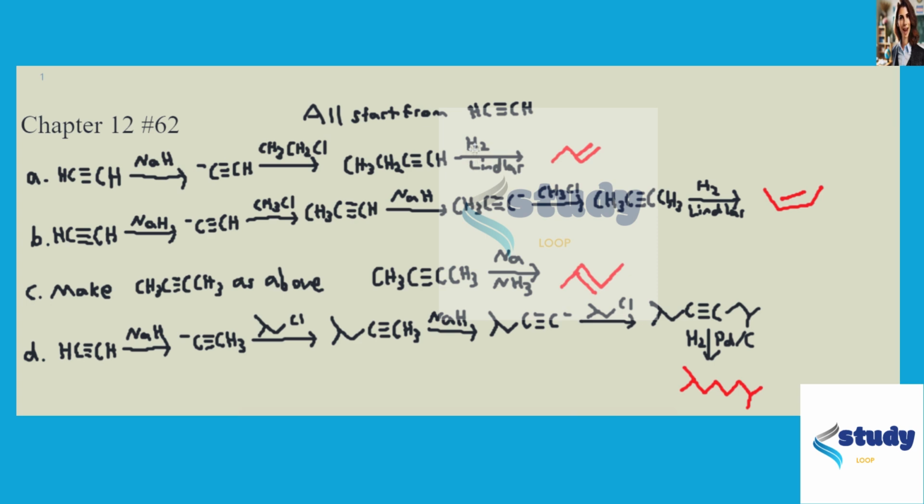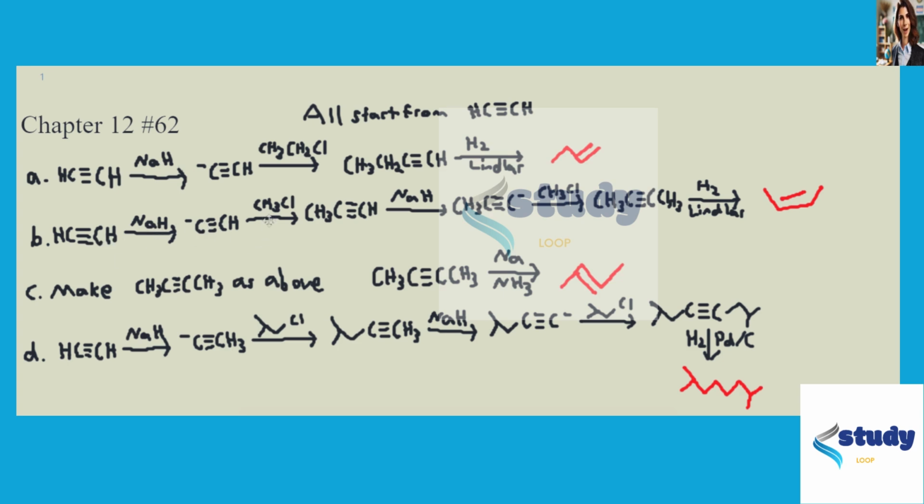And so you could really use hydrogen gas and Lindlar's catalyst, or you could do a dissolving metal reduction. For this one, it doesn't matter. So I used H2 and Lindlar's, and remember that we'll stop at the alkene oxidation state. And so I've drawn the product here in red just to make it stand out a little bit. And so that's A. So B follows pretty much the same pattern.